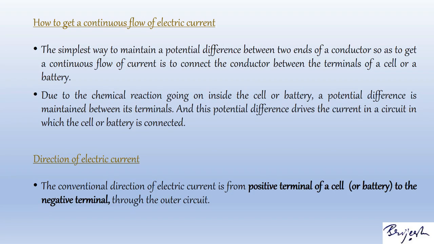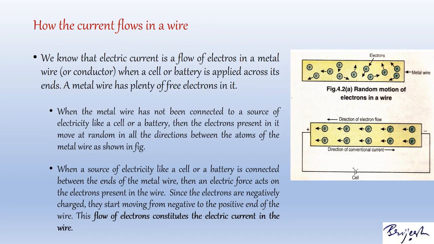Direction of electric current. The conventional direction of electric current is from positive terminal of a cell or a battery to the negative terminal through the outer circuit. Let us understand how the current flows in a wire. We know that electric current is a flow of electrons in a metal wire when a cell or battery is supplied across its ends. A metal wire has plenty of free electrons in it.